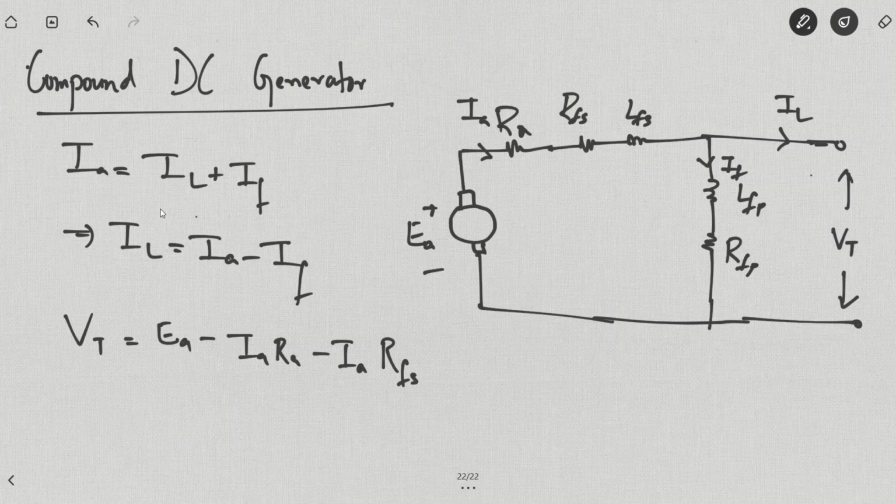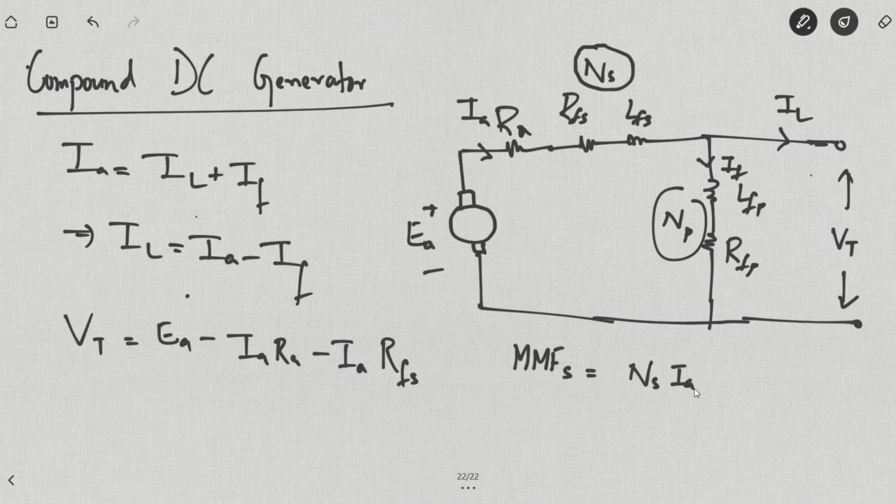So this is the case for the long shunt configuration. Similarly, in case of a short shunt configuration, we can find out what will be the KVL equations, right? Also know that the number of turns of the series field winding be NS, and the number of turns of the parallel field winding be NP. Therefore, magnetomotive force of the series field winding will be NS into IA. Magnetomotive force of the parallel field winding will be NP into IF. Total magnetic field will be the relative sum of these two magnetic fields.